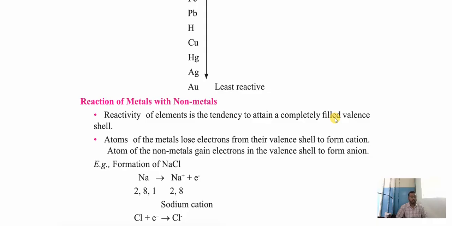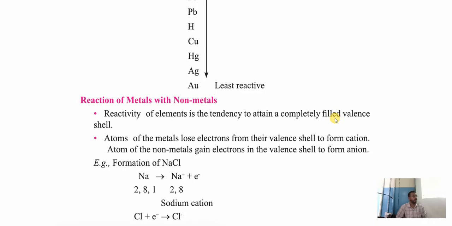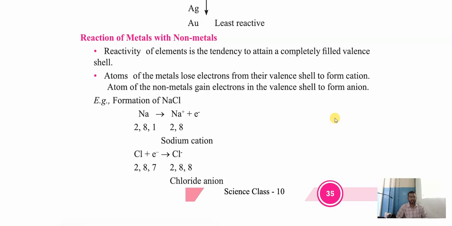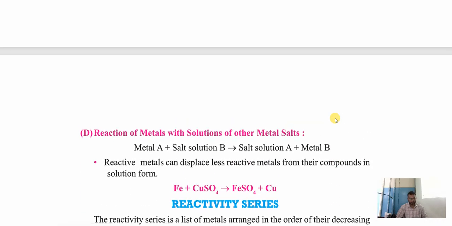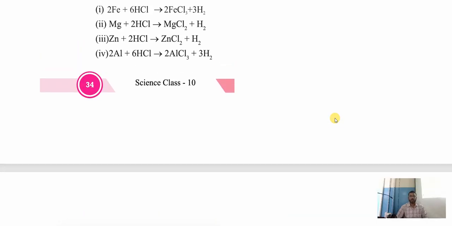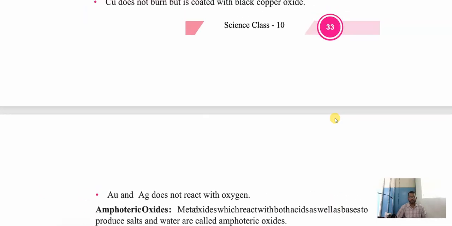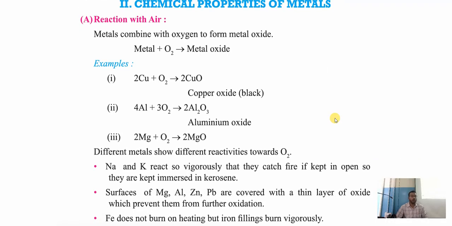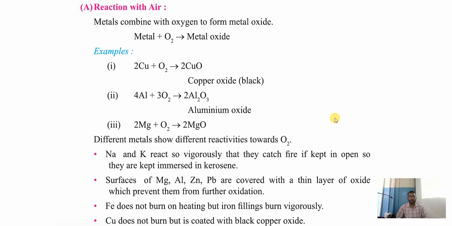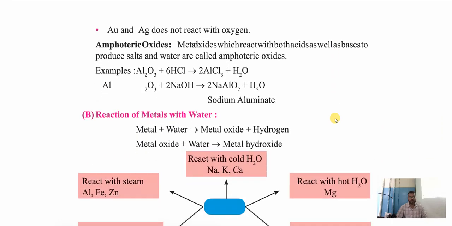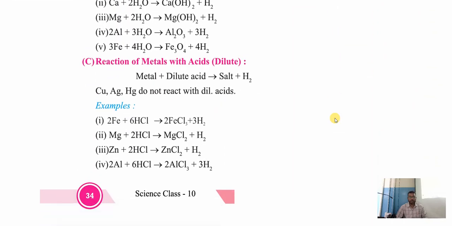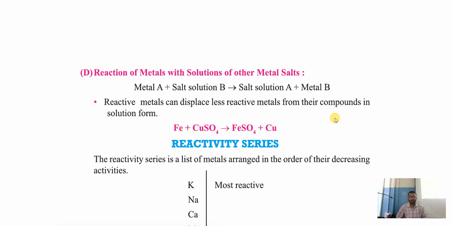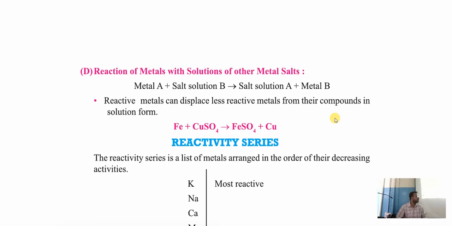Clear? And how the metals react with non-metals. That we are going to study. So these are the different reactions we are going to study here. Any doubts? Concepts are clear? Please remember, and if possible, make a note of these points. It is very important for you all. How the metals react with air, second is water, similarly with dilute acids, and the fourth case is with the solutions of other metal salts.